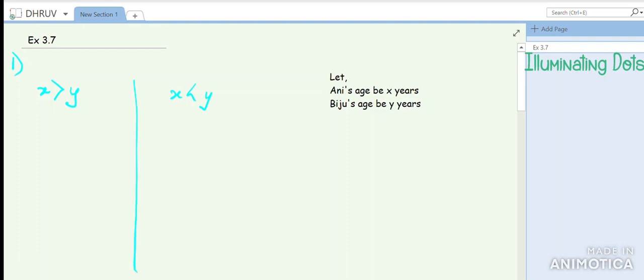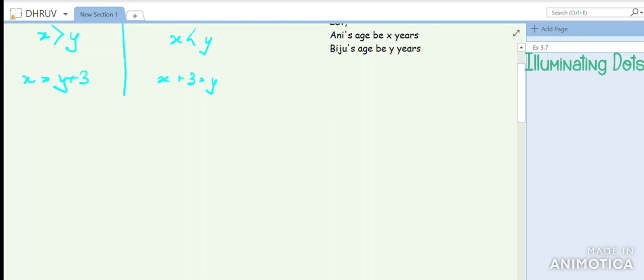Now for the first part, it says Ani and Biju differ by 3 years. So if x is greater than y, then y plus 3 equals x, and if x is less than y, then x plus 3 is equal to y. So we have these two things here. Just wait for a few minutes, you will understand why and how I did this. So we got this here.